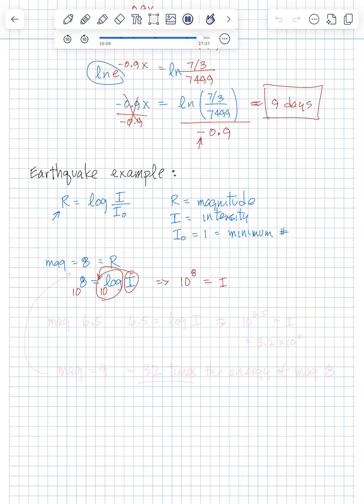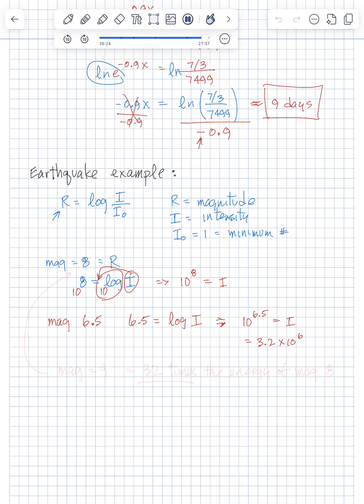Well, let's compare it to a different number. Let's say we had a magnitude of 6.5. And we'll see what that does to the intensity. Well, using the same equation, we have 6.5 equals log of I. So this gives 10 to the 6.5 is equal to I. Well, that's a big difference. 10 to the 6.5 is 3.2 times 10 to the 6th. Compare that to 1 times 10 to the 8th, and you can see the difference in the magnitude, huge.